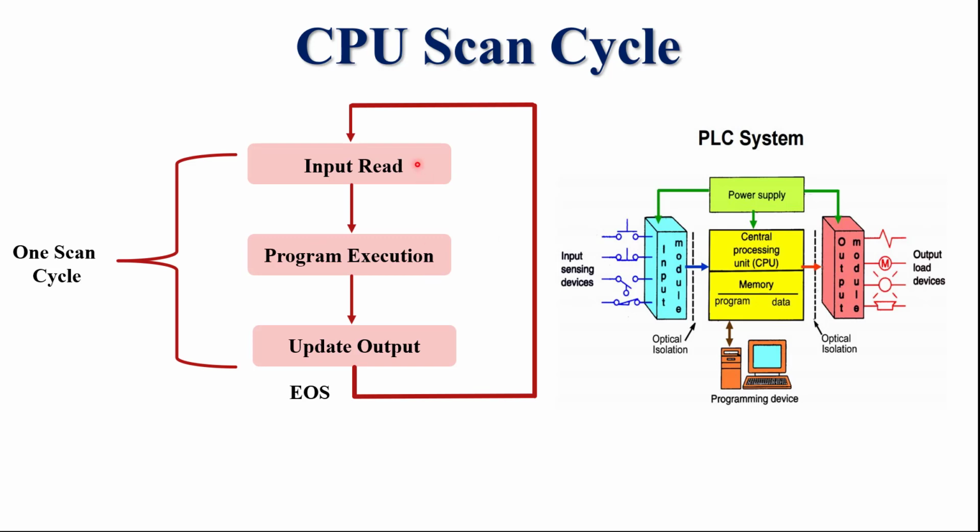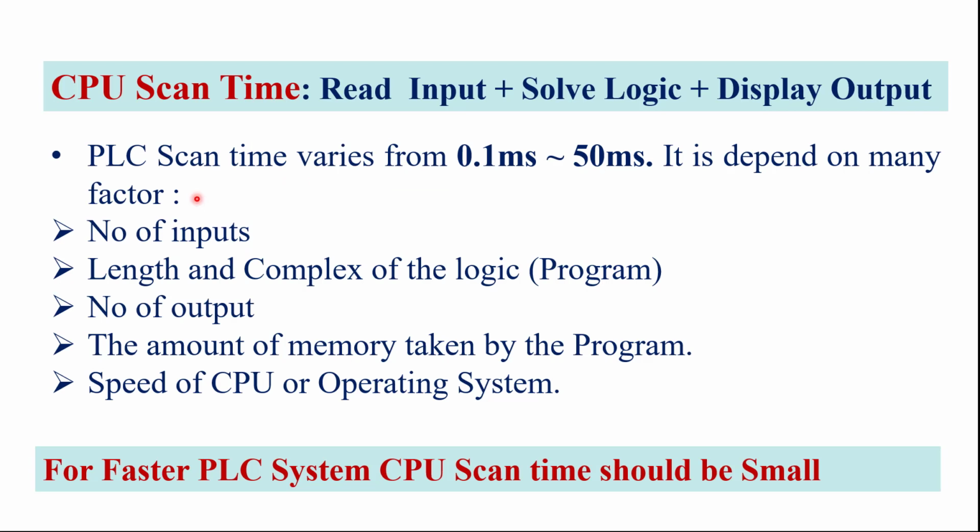The time taken for one scan cycle is called scan time, or we can say that CPU scan time is the time taken to read input, the time taken to solve logic or program execution, and the time taken to update output. So the sum of these three times is called CPU scan time. Basically, different PLCs have different scan times. The PLC scan time varies from 0.1 millisecond to 50 milliseconds. It depends upon many factors.